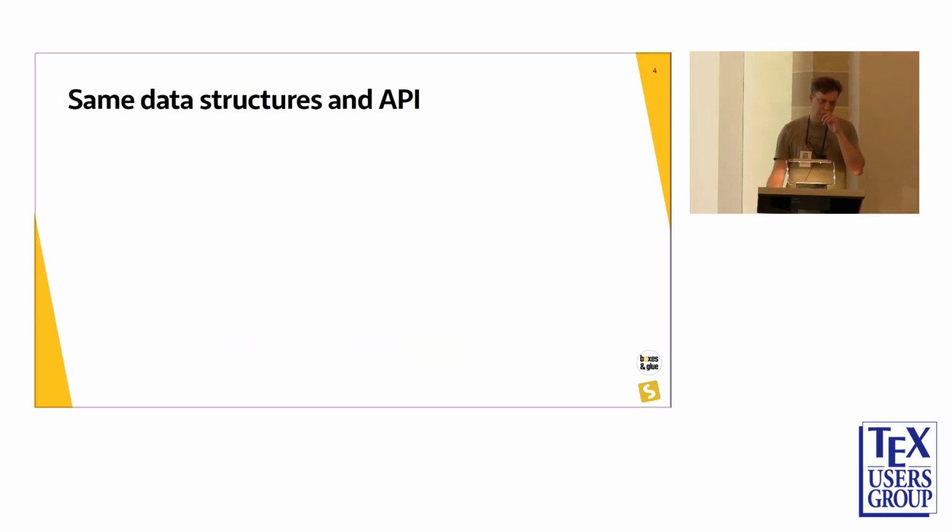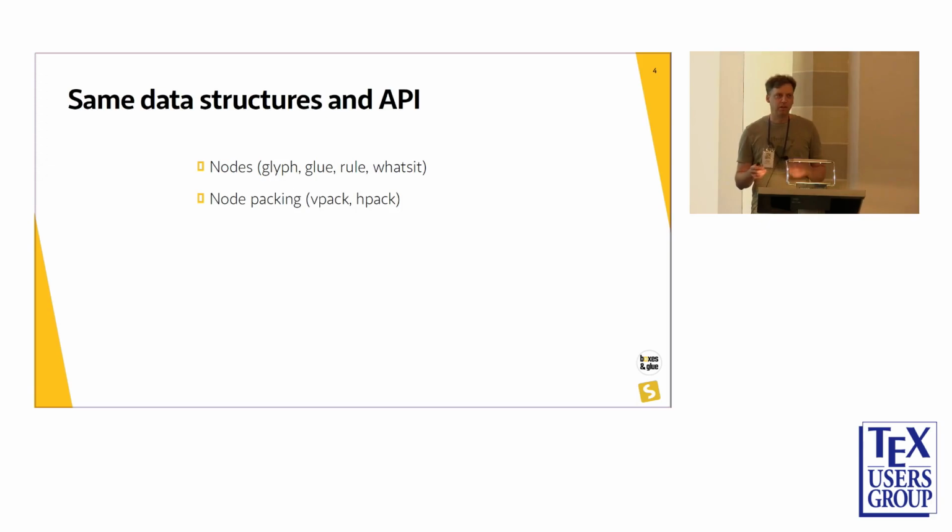Since I've used LuaTeX a lot, the implementation of boxes and glue uses the same data structures and the API of LuaTeX, especially the nodes, like the small pieces you have on the page: the glyphs, rules, and so on. The node packing algorithms like hpack and vpack. Everything is a rectangular item, maybe stacked together. The line breaking algorithm and the hyphenation algorithm and a few other things. So these are very similar in LuaTeX and boxes and glue.